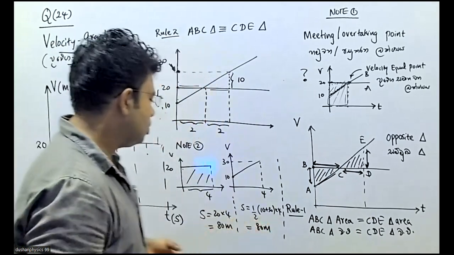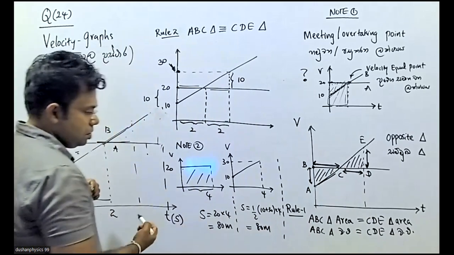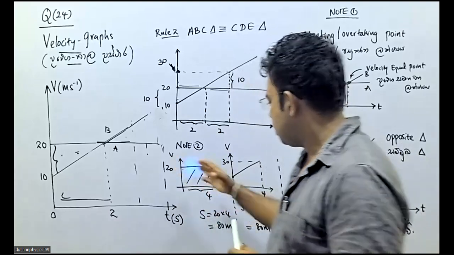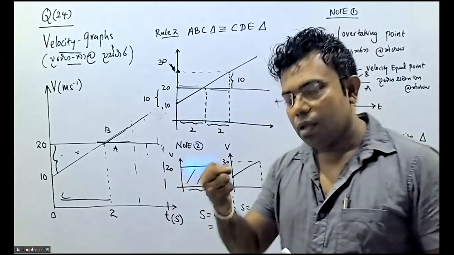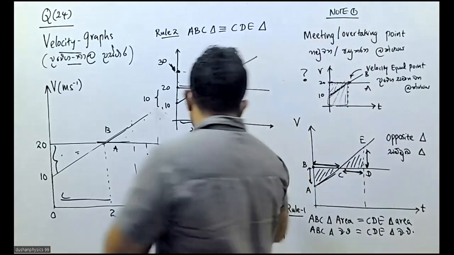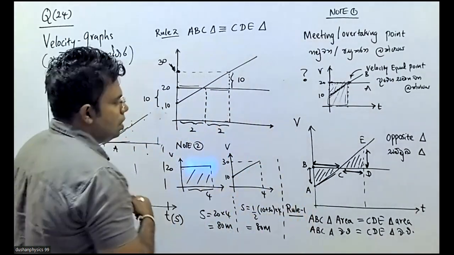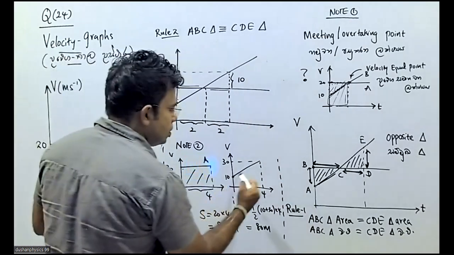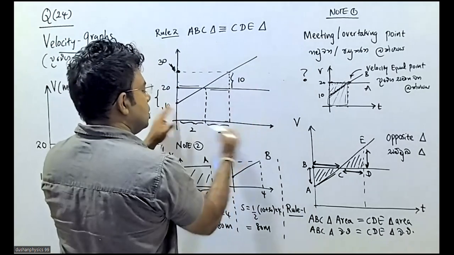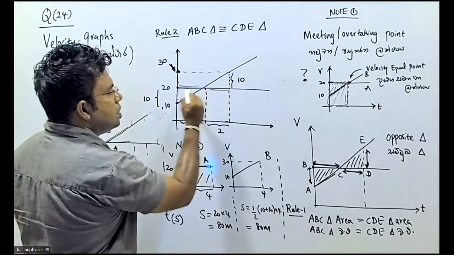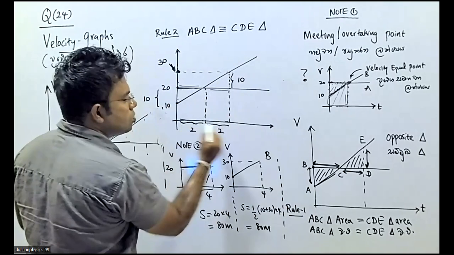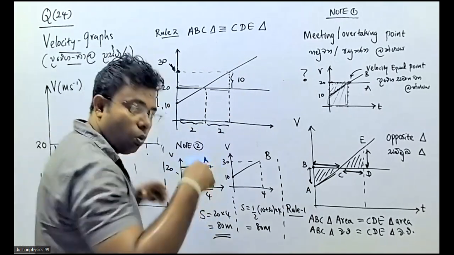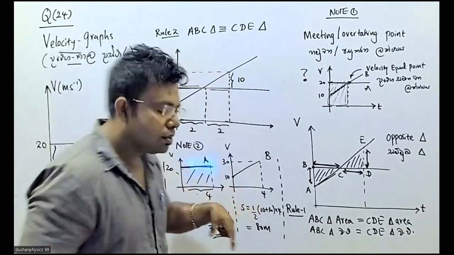Now the next part. In order to calculate the displacement, the area of the VT graph is the displacement. So there are two options. You can calculate either the A area or the B area. I'm talking about the full area. What is the area he travels? The speed is 20 and the total time is 4. So the area is 20 into 4, 80 meters. Or else, you can calculate the B area and get the same answer.